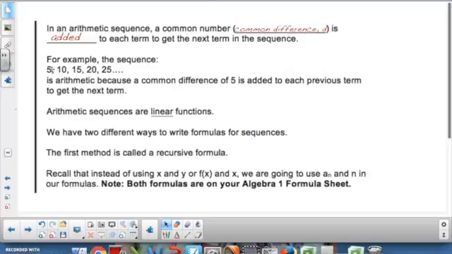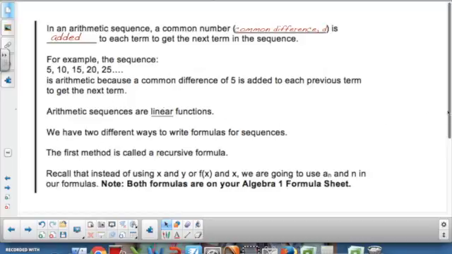For example, in this sequence, 5, 10, 15, 20, 25, we know that it's arithmetic because it has a common difference of 5. To get from the previous term to the next one, we add 5. 5 plus 5 is 10, 10 plus 5 is 15, 15 plus 5 is 20, and so on. Arithmetic sequences are linear functions. I've said that a couple times now, but it's important that you realize that it is linear because it has that common difference, which is basically a constant rate of change, which is what makes something linear.